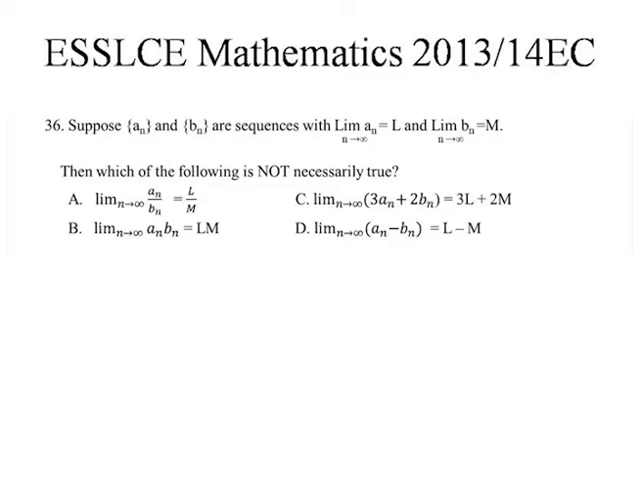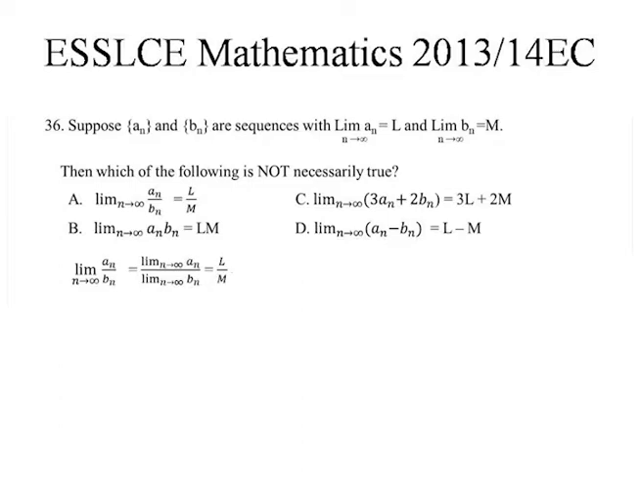Let's check each choice. A: the limit of a sub n over b sub n as n approaches infinity is equal to the limit of a sub n as n approaches infinity divided by the limit of b sub n as n approaches infinity. This is the rule for division of limits. The limit of a sub n as n approaches infinity is given as L, divided by the limit of b sub n as n approaches infinity, which is equal to M.